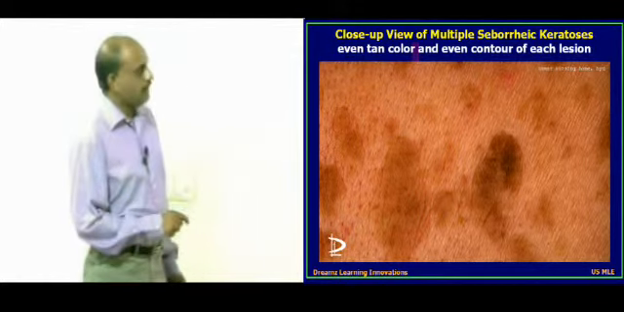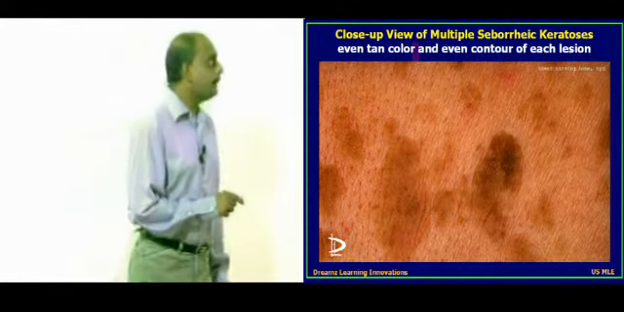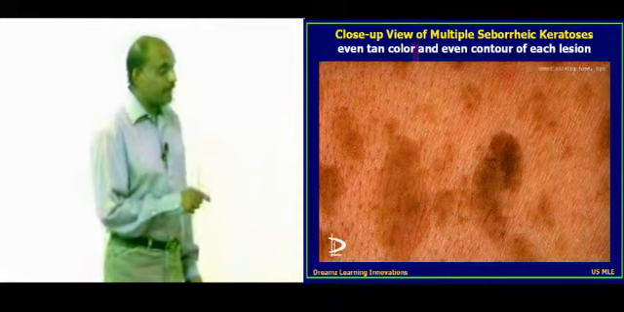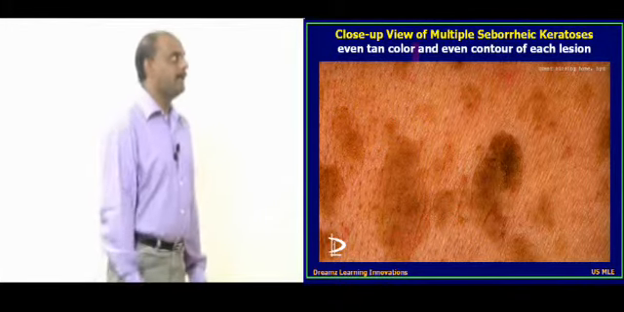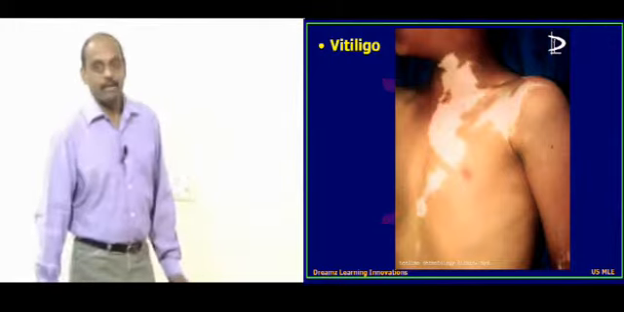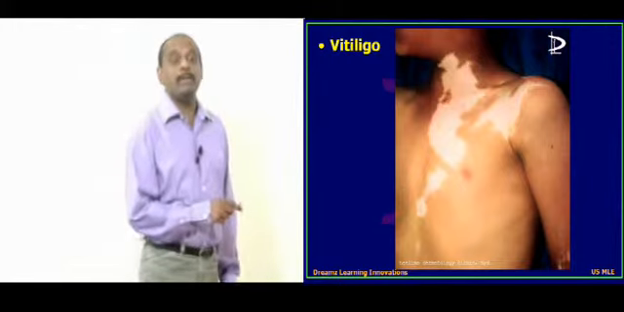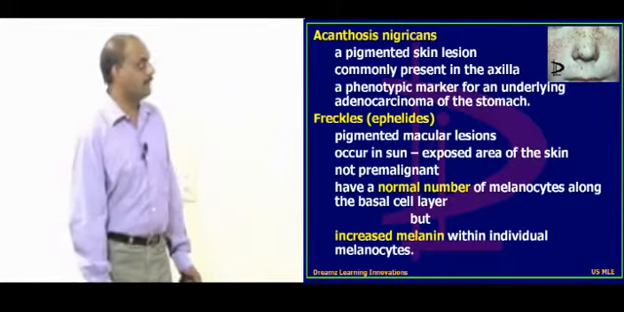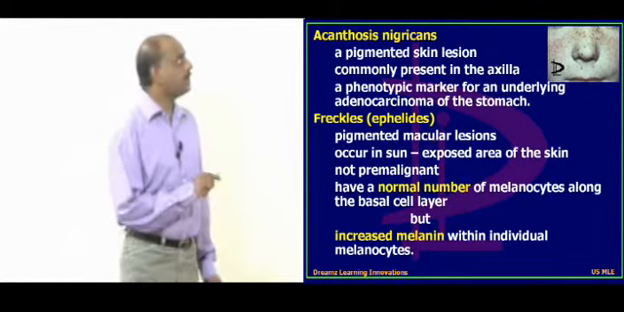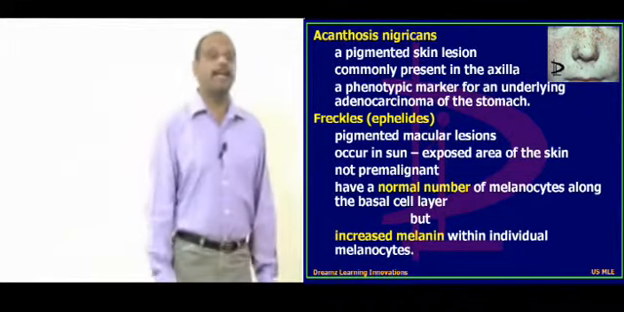The close-up view of the seborrheic keratosis will give you the typical tanning with the even contour that is there for each lesion of seborrheic keratosis, basically unforgettable. So this autoimmune destruction of the melanocytes which is called vitiligo is what you can see in this classical clinical case. Let us talk about the next important condition called acanthosis nigricans.